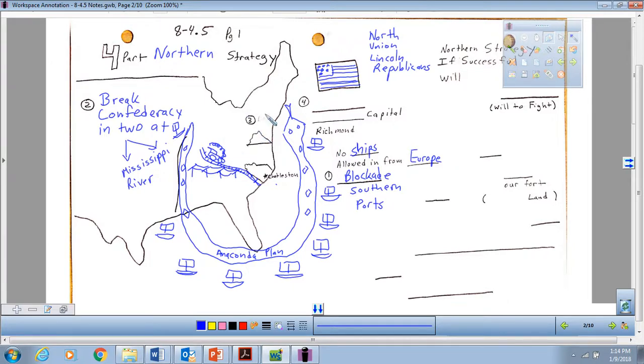But part 3 of the strategy was to destroy the South's transportation and communication, which was mainly the telegraph lines, the predecessor to the telephone, which was by wire. But anyway, the railroads would be real important. And I'm going to show you this picture of the railroads here.